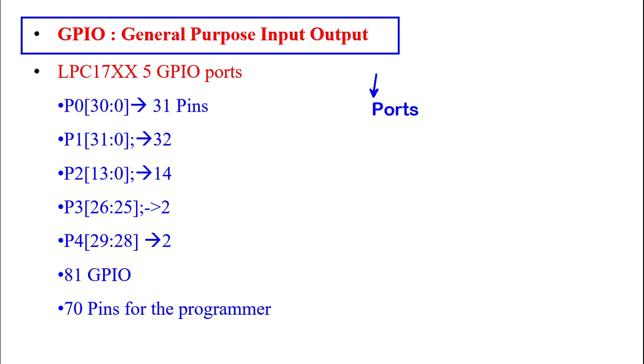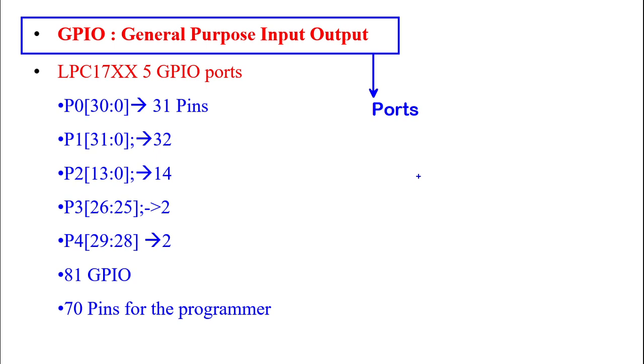General purpose input output has different ports. Ports are nothing but connecting terminals. These are all the connecting terminals. So how many terminals are available in this GPIO for the LPC1768 microcontroller?